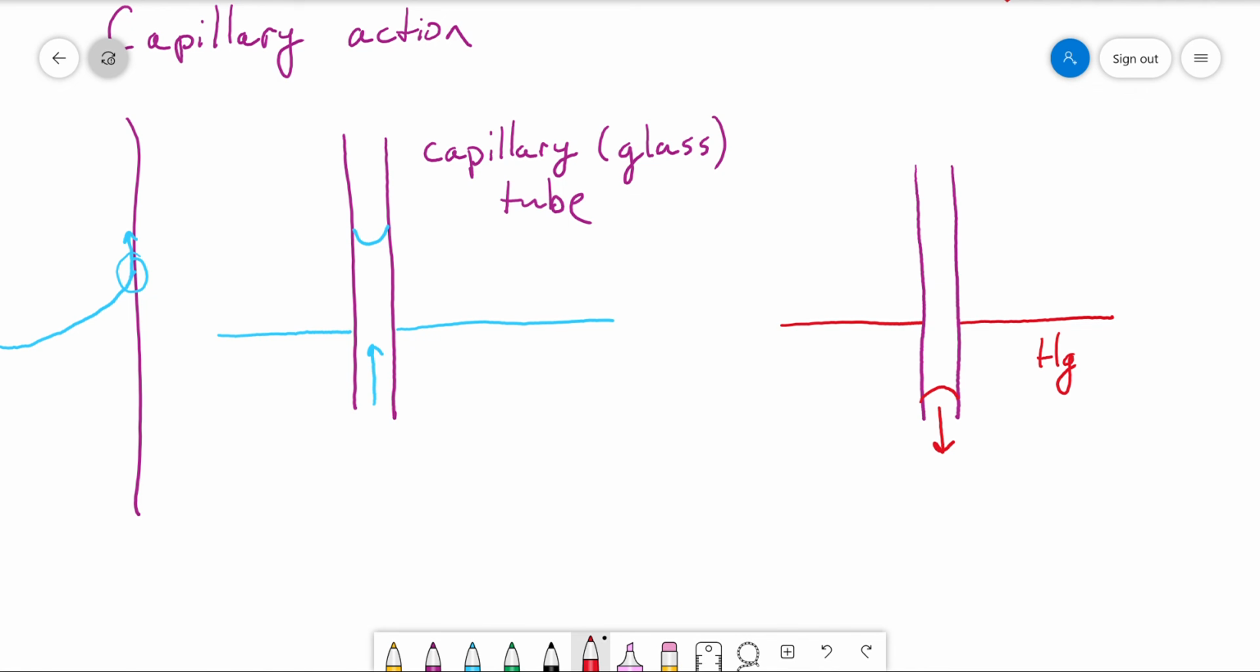And that's all due to intermolecular forces. There's no intermolecular attraction between the mercury and the glass. Glass and water like each other, so you get that rise. All right, that's enough.